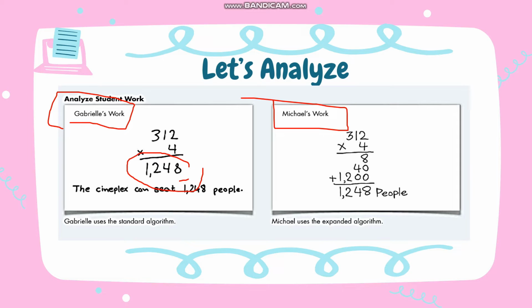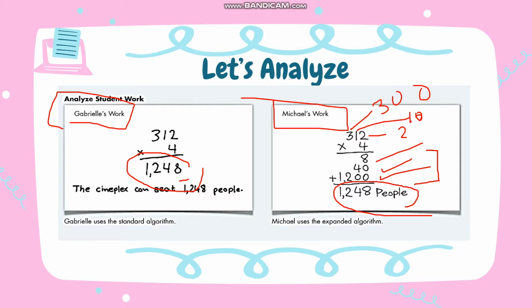But for Michael's work, 312 multiplied by 4, he simply finds the value of each digit. So the value of 3 is 300, the value of 1 is 10, and the value of 2 is 2. Then Michael multiplied 4 by 2, which is 8, then 4 multiplied by 10 is 40, then 4 multiplied by 300 is 1200. Then he added all the partial products, 8 plus 40 plus 1200, and he got the same answer, which is 1248.